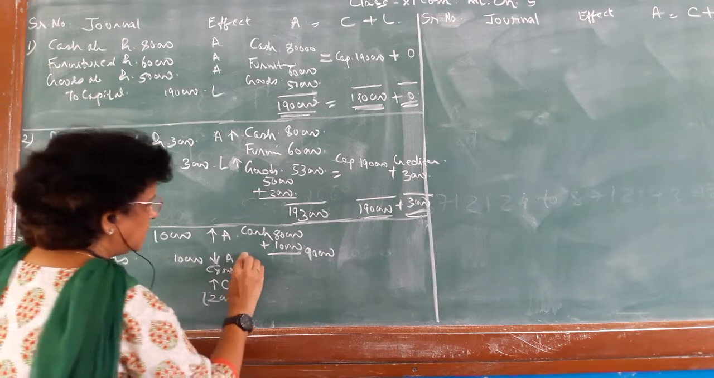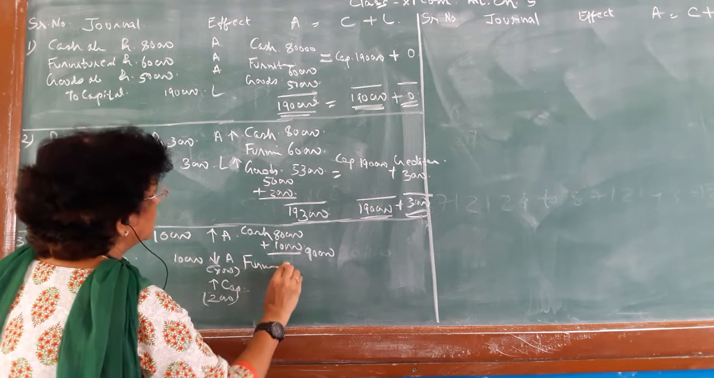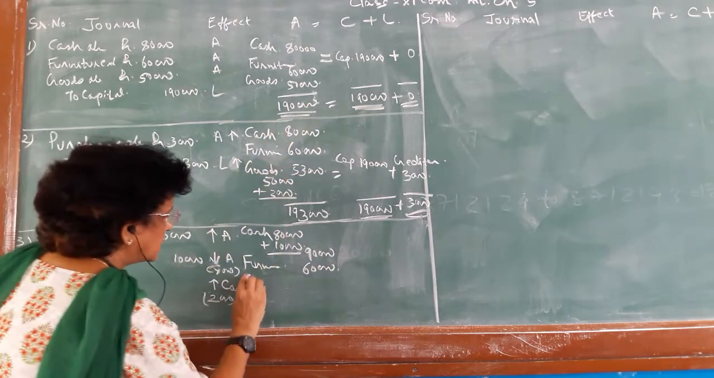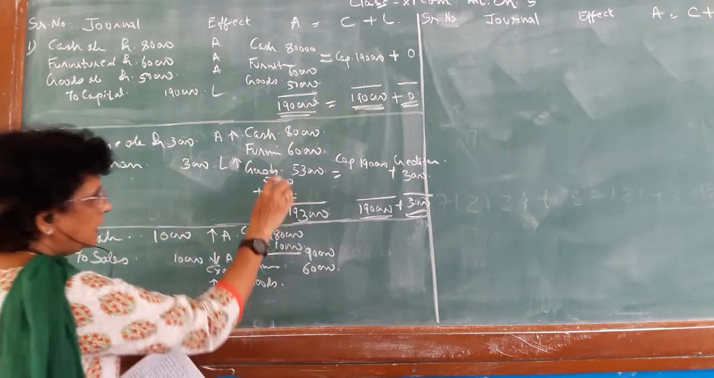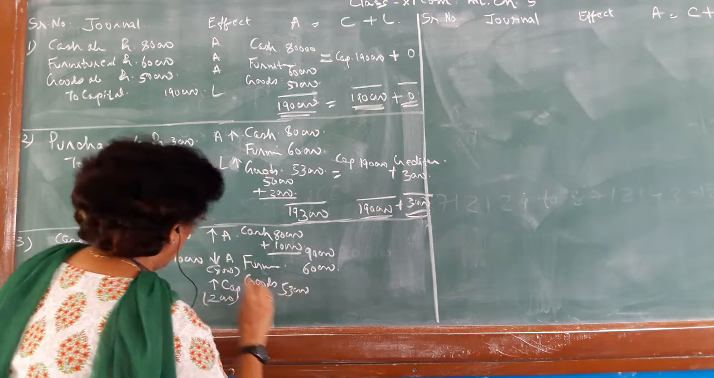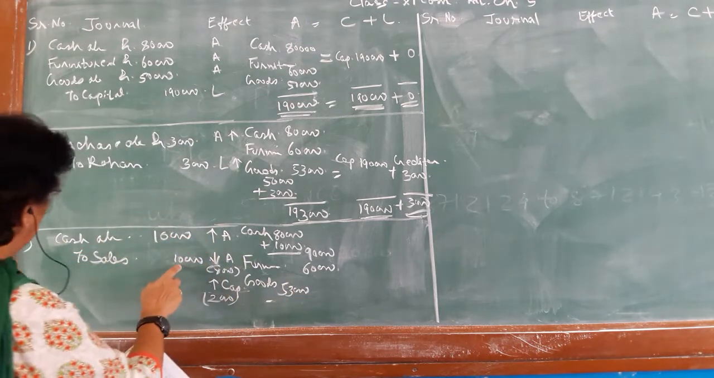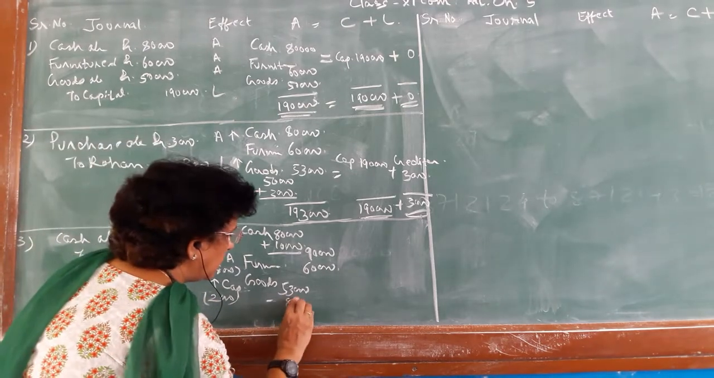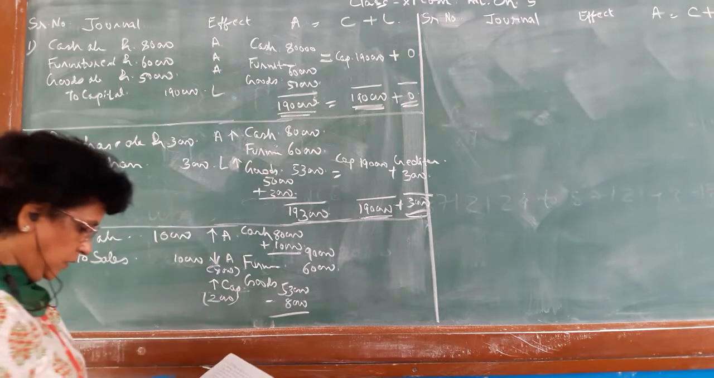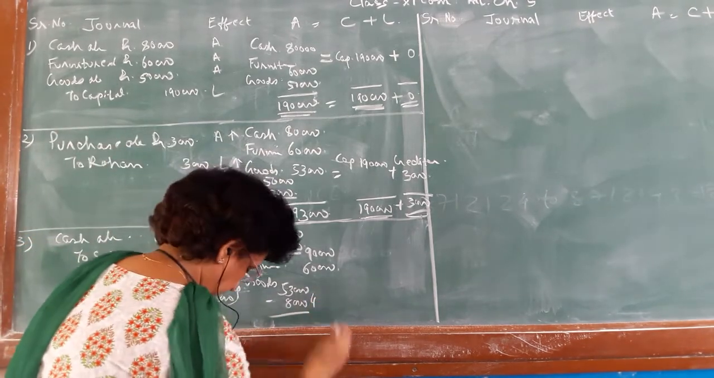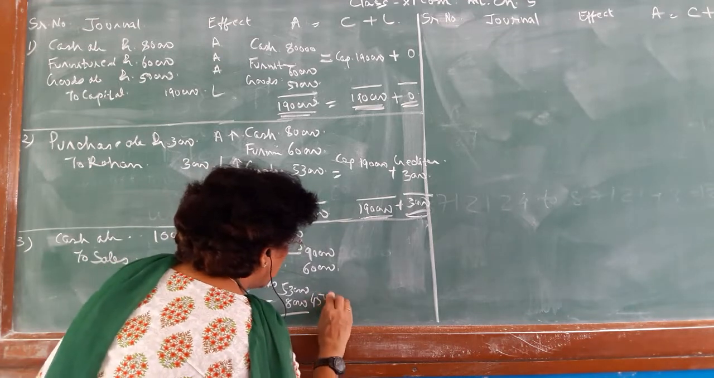Then furniture, there is no change, so write as it is, 60,000. Then the goods. Earlier you had 53,000 of goods, minus you have sold goods of rupees 8,000, as per our example, the book value of the goods. So now you have in the outer column 45,000.